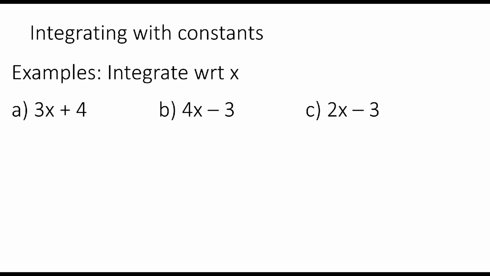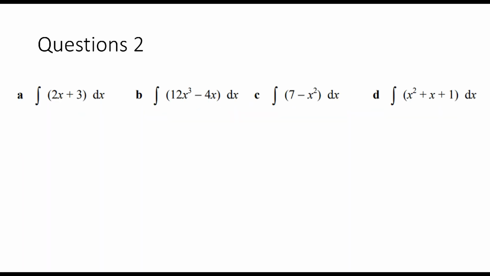We might have questions like this, so we need to integrate with a constant. So if I want to integrate 3x plus 4, I integrate the first term first, giving me 3x squared over 2. Then I integrate the second term, just giving me 4x. And then I'd have plus c. So what we'll have a look at is some past exam questions. If I want to integrate 2x plus 3, that will give me x squared plus 3x plus c.